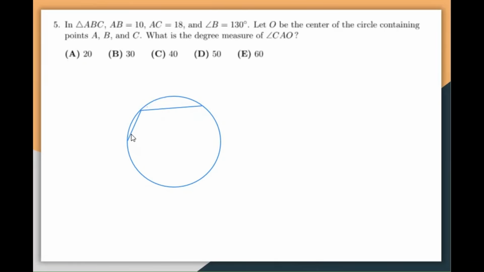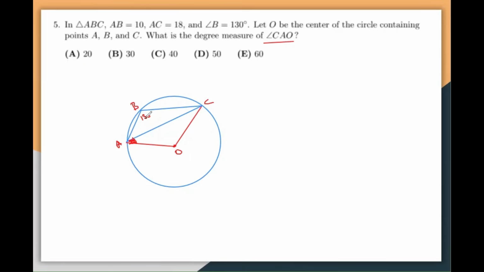I don't really know, but I just draw some random looking obtuse angle triangle. So this is going to be my obtuse angle, and then that is B. And since AB is smaller than AC, I'll say this is A and this is C. Okay, and B is 130 degrees, O is the center. So let's say the center is right here. And what we are asked to get is the angle CAO. So that is the angle right here.